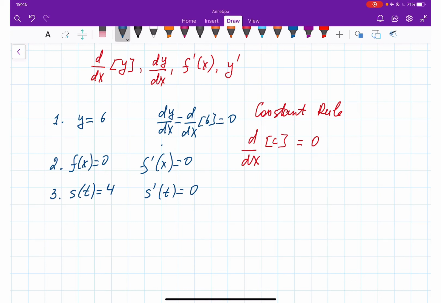And one more, number 4. y is equal 4 pi squared. Then I can put y prime is equal how much? 0. Why? Because 4 is a constant. Pi is also a constant, right? All right.